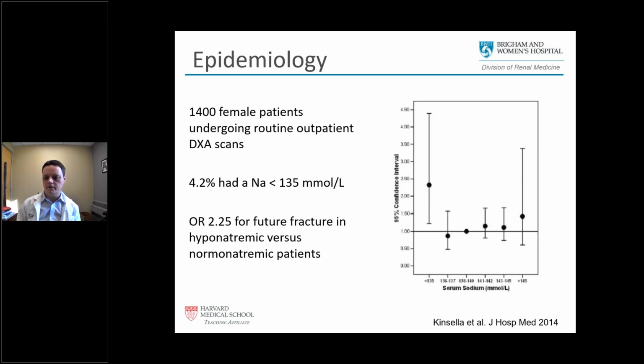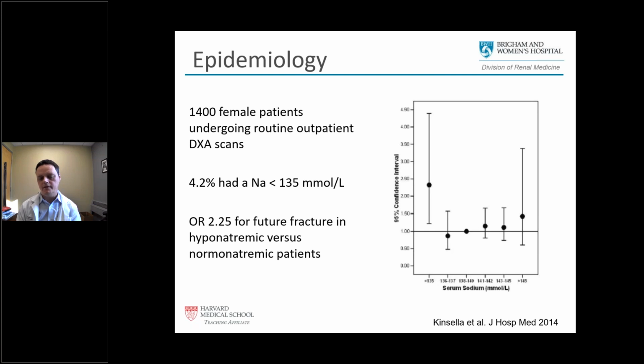This is another study, from Ireland actually, from University College Cork, I believe, my old alma mater, of 1,400 patients who were undergoing routine outpatient DEXA scans. So these are individuals who are well, they are in the community, they have no significant comorbidities that we're aware of, and they were just undergoing a routine DEXA scan, which is a scan for looking at bone density. And 4.2%, so 1 in 20 patients, had a sodium of less than 135.